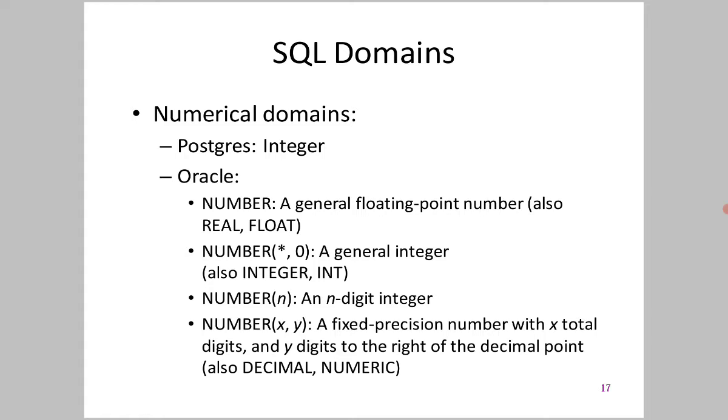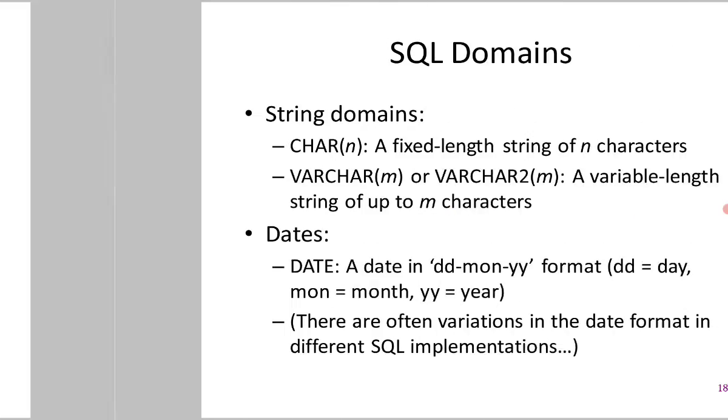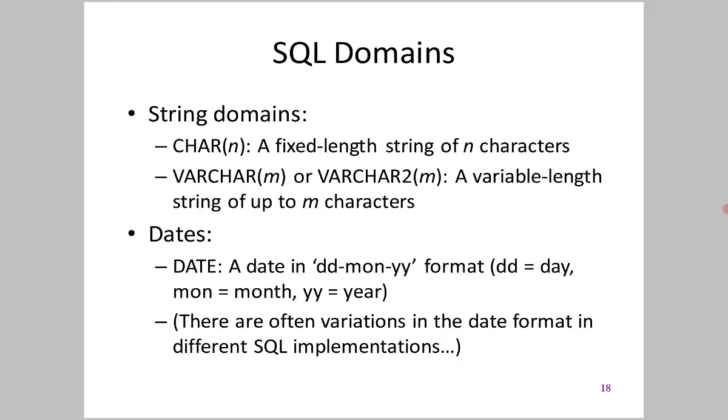There are different types of domains, like numerical domains, like integer values, numbers, number of x comma y, meaning numeric values, like integer values, floating values, real values. String domains mean char data types, also called data types. Char of n means a fixed length character of n characters. Varchar of m means a variable length string or variable length characters.